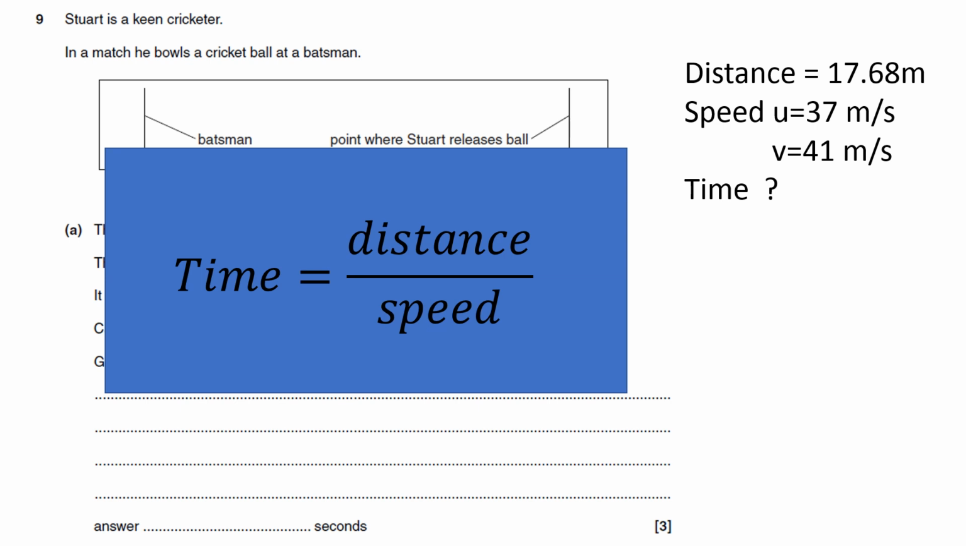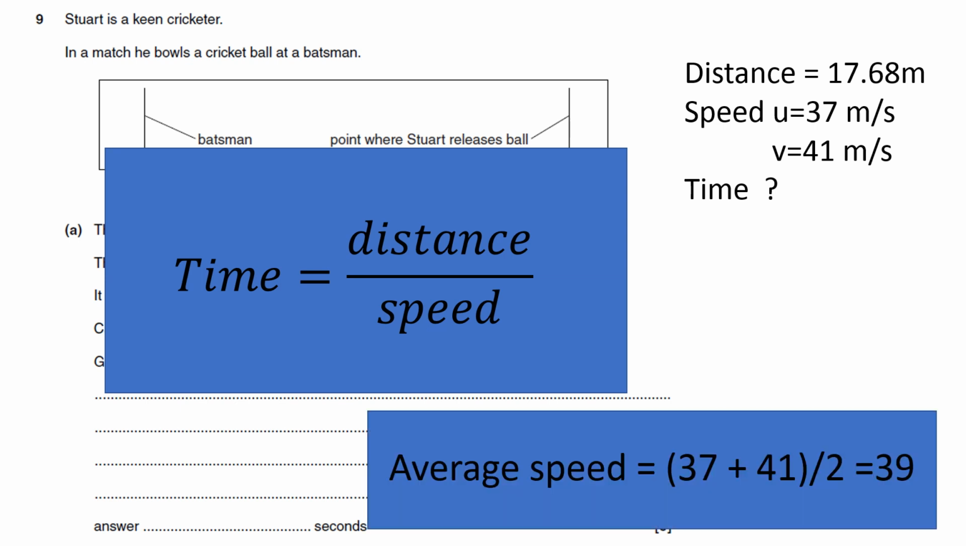Now, that's fine. We know the distance, 17.68 meters. But what about speed? Well, we're going to take an average. We know a starting speed of 37 and a final speed of 41, so let's just average those out. This is a mean average, so you add them up and divide them by how many numbers there are. So in this case, there's only 2 numbers, 37 and 41. Add them up, divide them by 2, and you get 39. So that's our average speed, 39 meters per second.